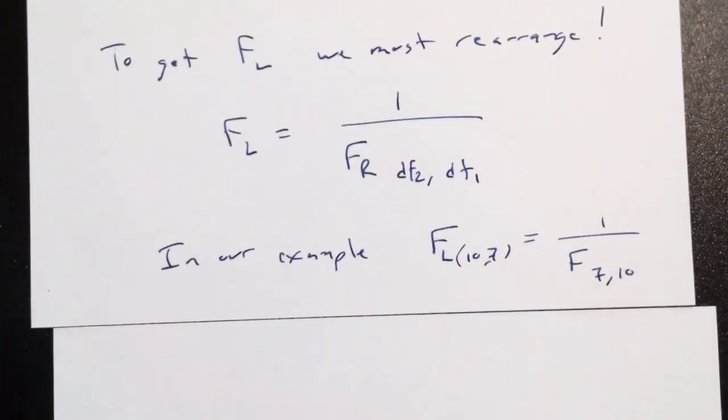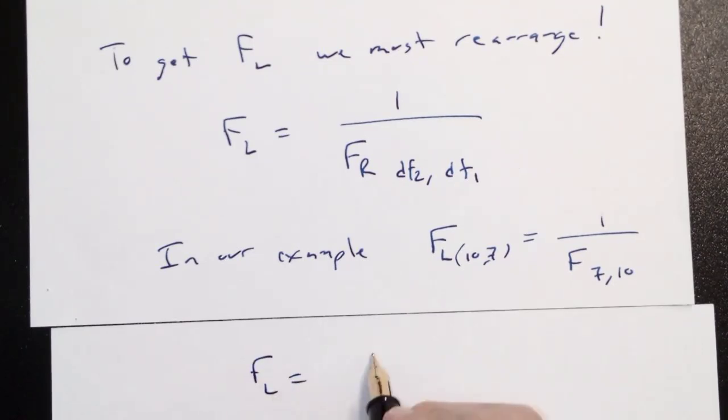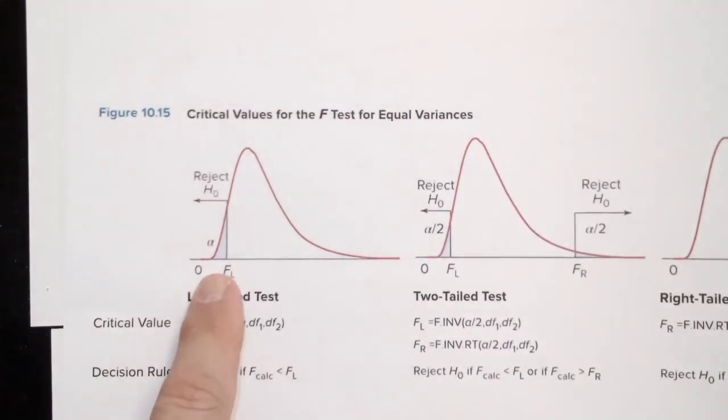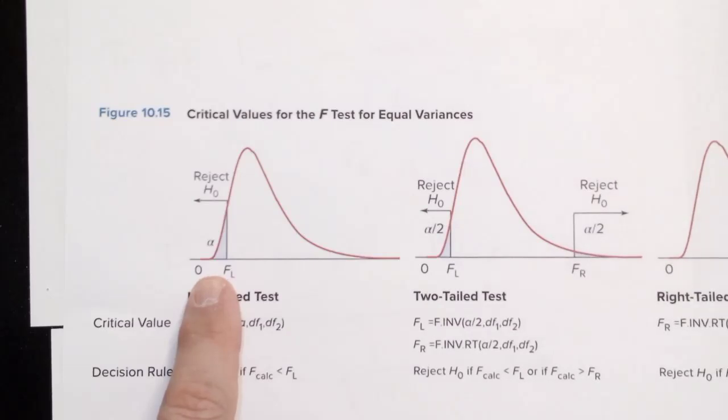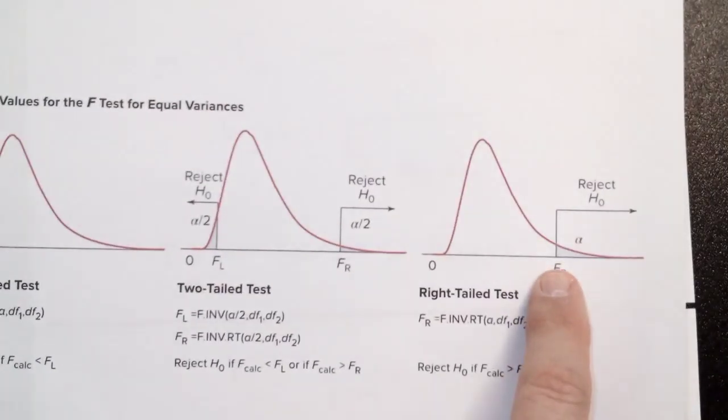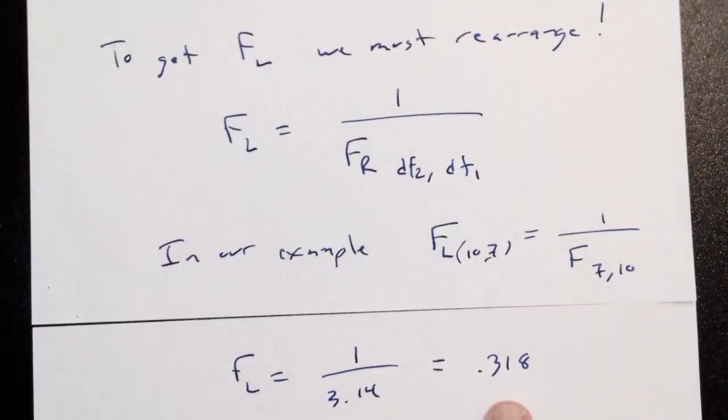Now, what happens when you do 1 over 3.14? What do you get? Grab your calculators, give me a number. 0.318. Now, let me go back and look at my picture for a second. And let me actually think about this. Does that number seem reasonable? A left tail should be a number close to 0. A right tail should be a number further from 0. So this number being close to 0, that makes more sense to me. I get it. I don't like it, but I get it.